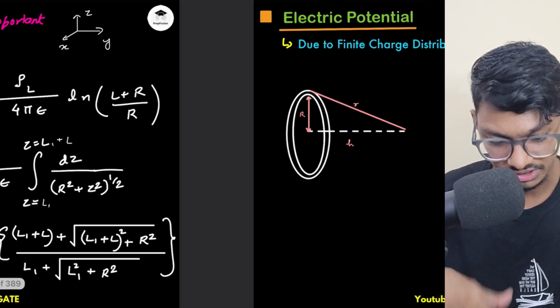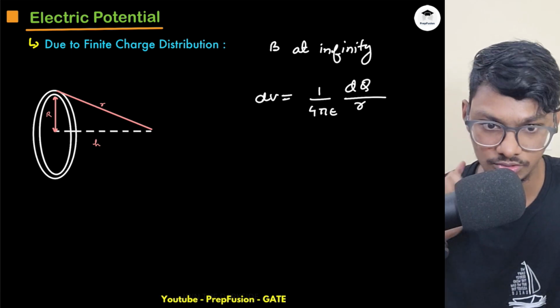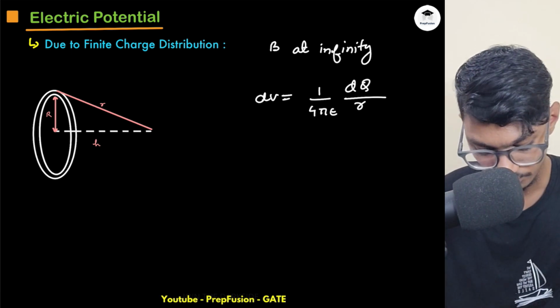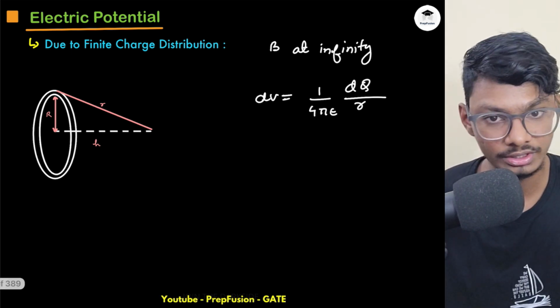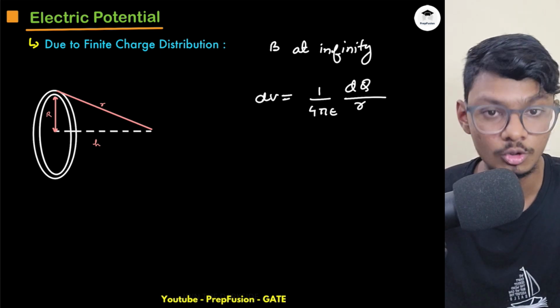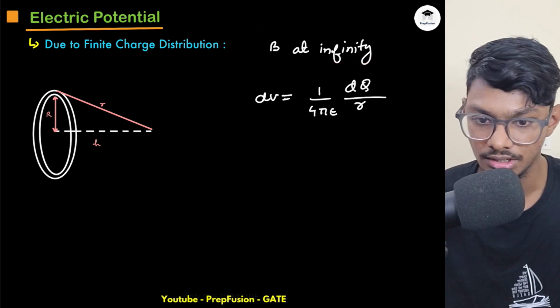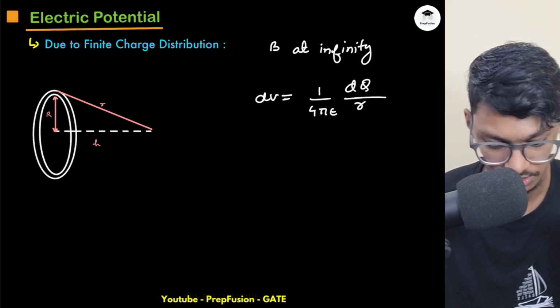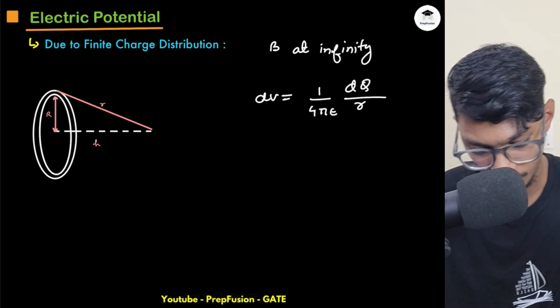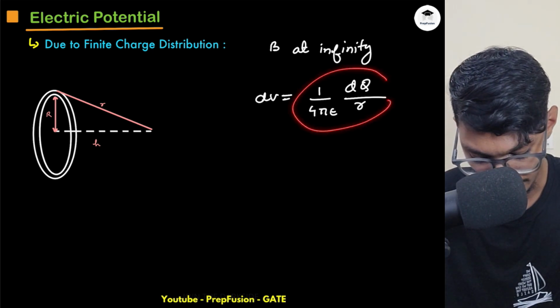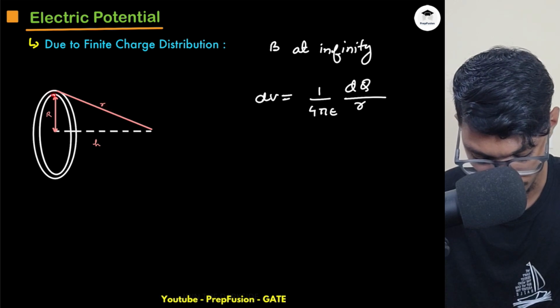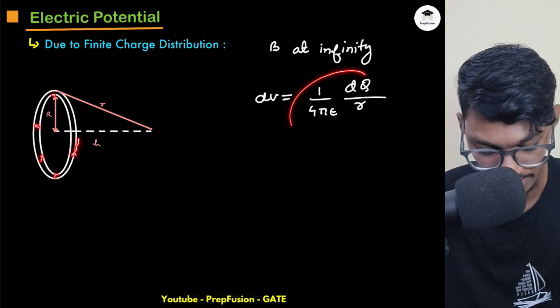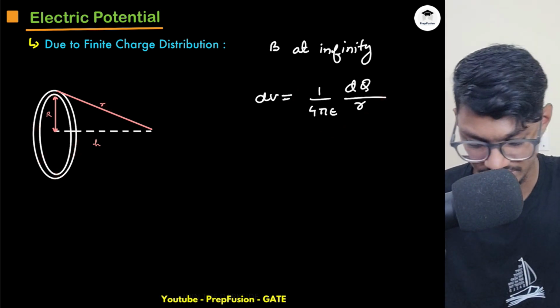You can skip this, but the ring charge is very, very important, so you have to understand its derivation. Whenever we talk about potential with respect to two points, here the B point is at infinity. So dV is dq by 4 pi epsilon R, and R is constant: for this dq, this dq, this dq, for every dq R is constant. So actually the derivation becomes very, very simple.